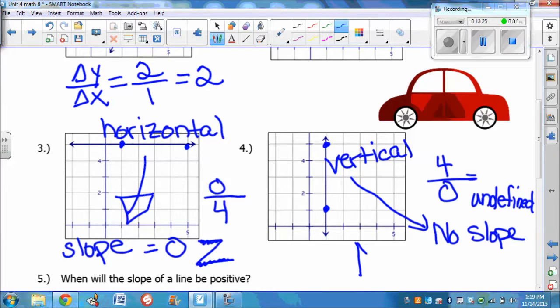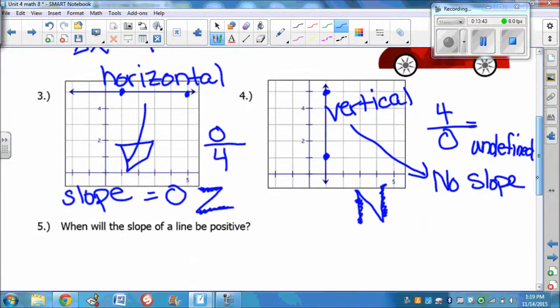Let's draw an N for no. And what does the letter N have in it? It's got 2 vertical lines. Maybe that N and 2 vertical lines will help you remember no for no slope of vertical lines. Okay?